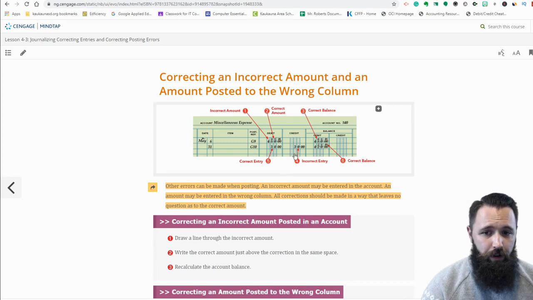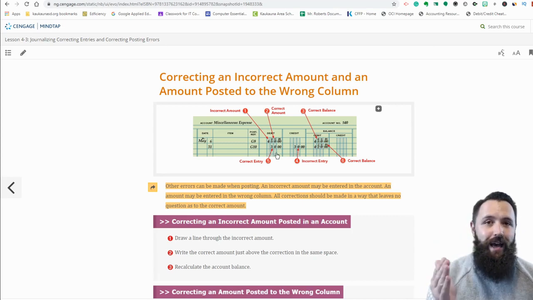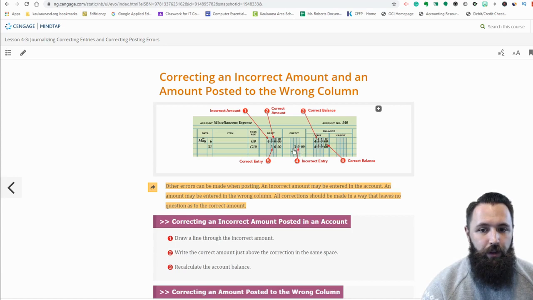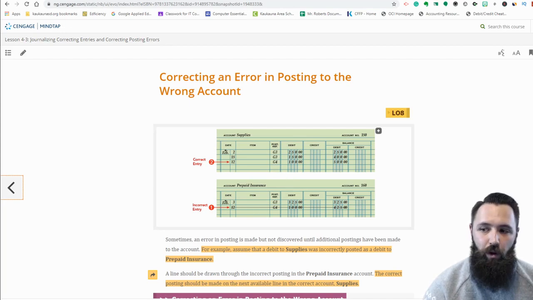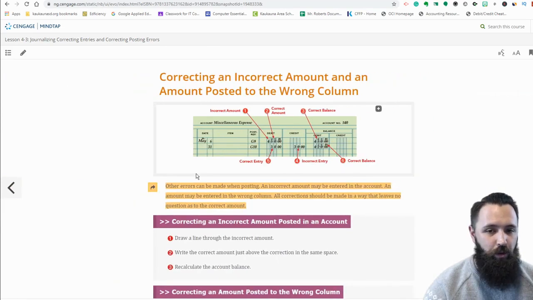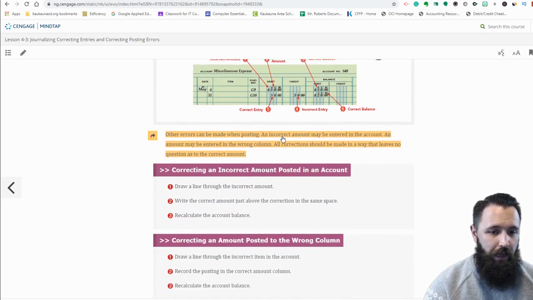For the one on the 31st, it looks like we wrote it as a credit instead of a debit. So for this, we can literally draw a straight line through the incorrect entry. We can write the correct entry and then update the balance. Okay, so this is just when it's in the wrong column or the wrong numbers. If you look previously, this was in the wrong account. So here we had to erase an entire thing and move it somewhere else, right? We had to erase an entire entry and move it somewhere else. Here it's just posting the wrong account or the wrong column.